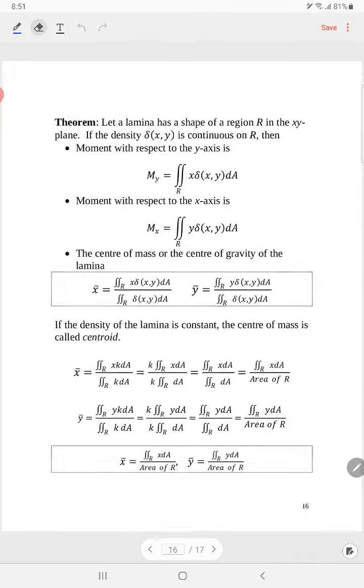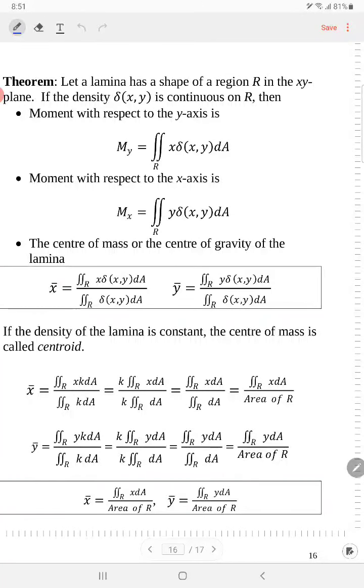So for x bar and y bar, we can simplify: x bar is really my, and in the denominator that's just the mass. For y bar, this is mx, the moment with respect to the x-axis, and in the denominator we have the mass. So the density integrated over region R is the mass.